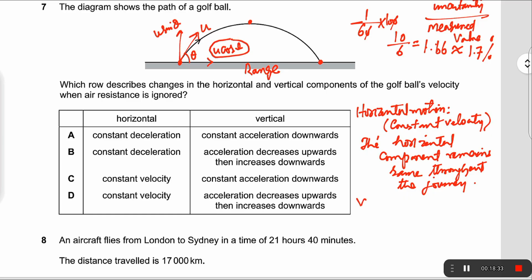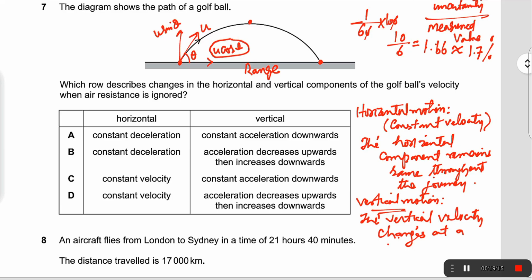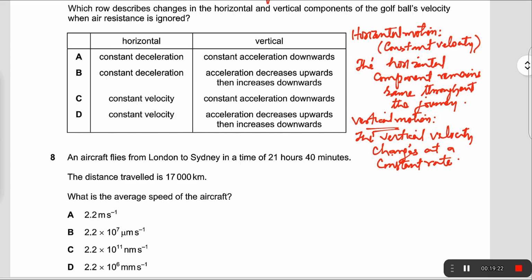Now we are discussing vertical motion. So we are very close to the correct option. Either C is correct or D is correct. But now we are discussing vertical motion. Vertical motion means the ball is moving in the upward direction. Is it clear? The vertical velocity changes at a constant rate. Why does it change at a constant rate? Do you know?